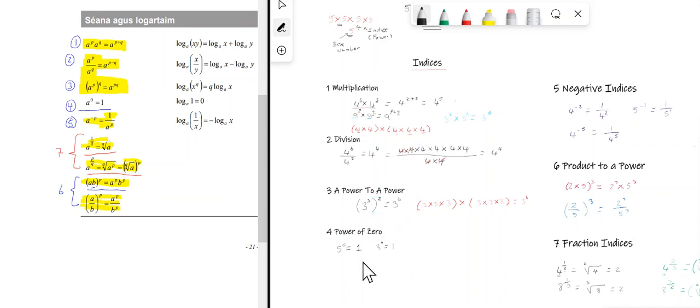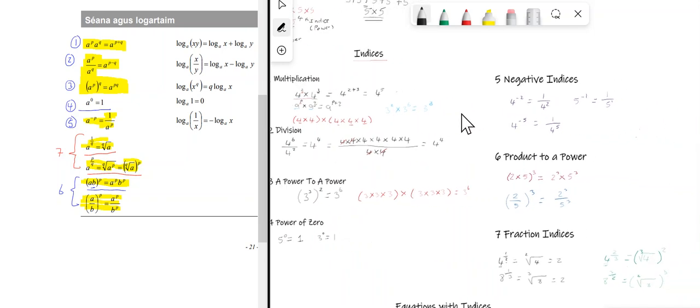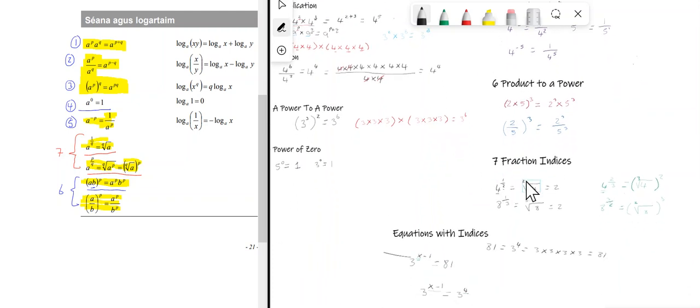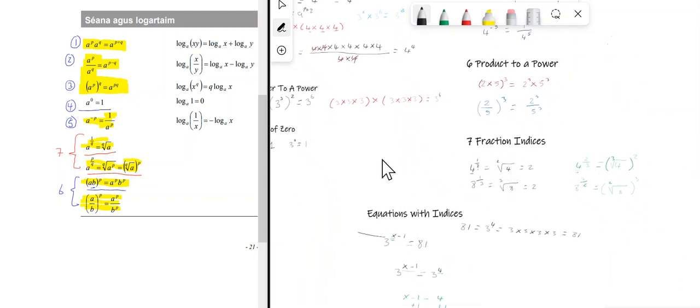Any number raised to the power of 0 is just equal to 1. For negative indices, we turn it into a fraction, so 4 to the power of negative 2 is equal to 1 over 4 to the power of 2. For the product to a power, if we have 2 multiplied by 5, for example, to the power of 3, that's equal to 2 to the power of 3 multiplied by 5 to the power of 3. And the same when we're dividing as well, so each of the top and the bottom will get the power. And then with the fractions as well, we looked at these fraction examples.